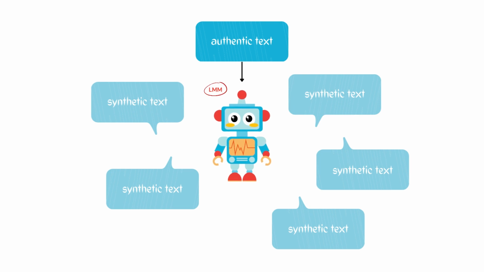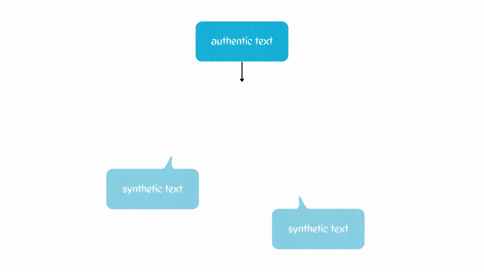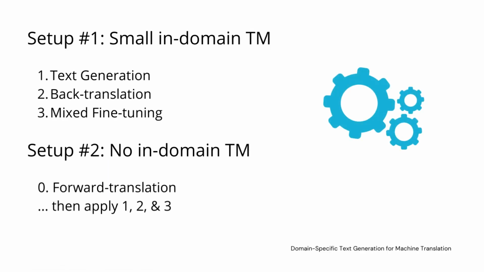Interestingly, when you feed such large language models with an in-domain sentence, they can generate several sentences that simulate the domain and linguistic characteristics of the authentic sentence. We investigate the feasibility of this domain-specific text generation technique when either no or limited bilingual in-domain data is available.